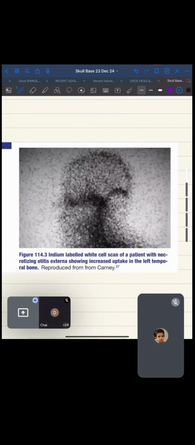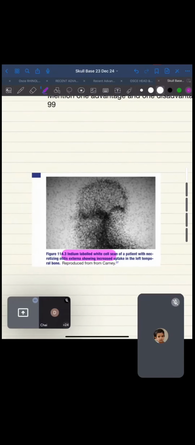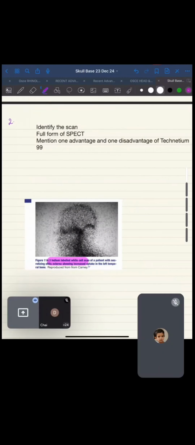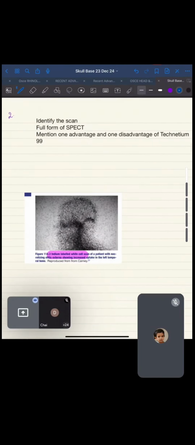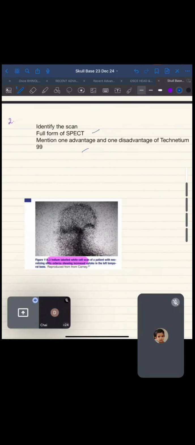Now, coming to this, identify the scan. I'll enlarge it for you. Identify the scan, give the full form of SPECT, and mention one advantage and one disadvantage of the technetium 99m scan. So the answer is indium labeled scan. This image is from Scott Brown, likely to be asked. Though I have not seen it till now, it will form a very good DNB OSCE question if it is asked. So we know the full form of SPECT also, and we know the advantage and disadvantage of the technetium scan also.